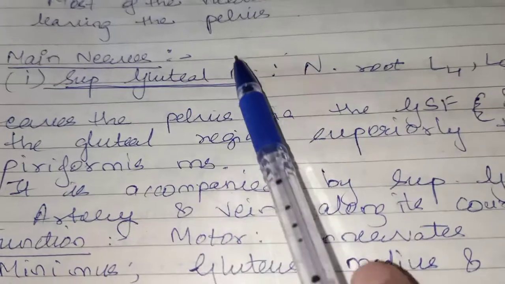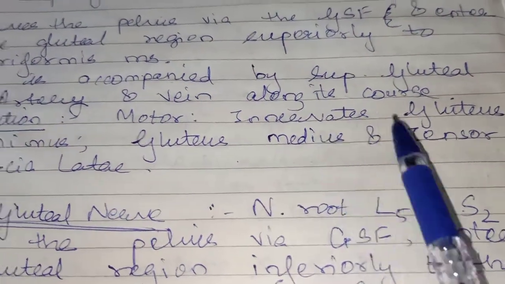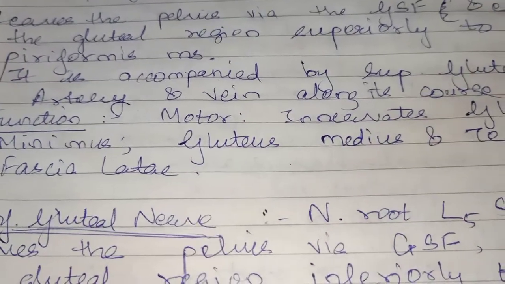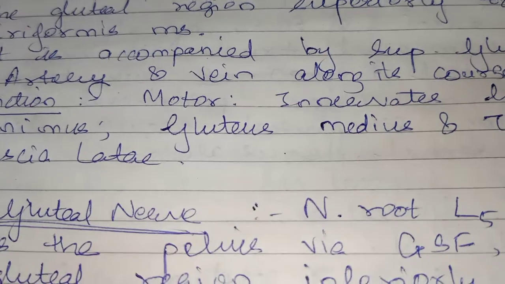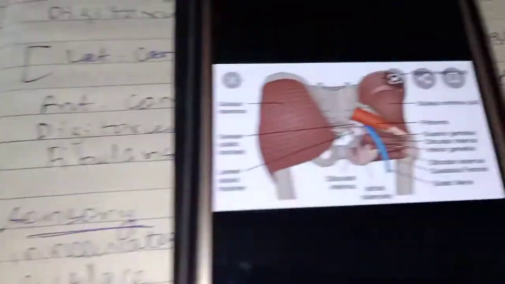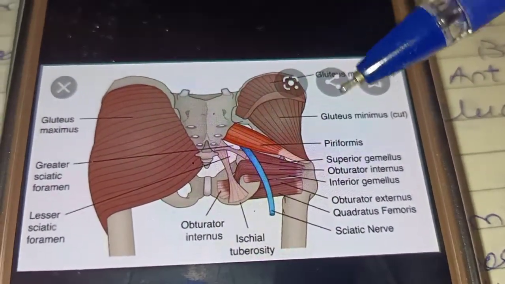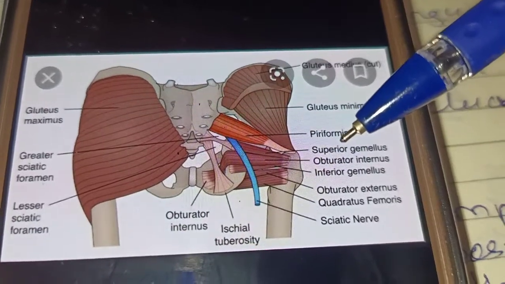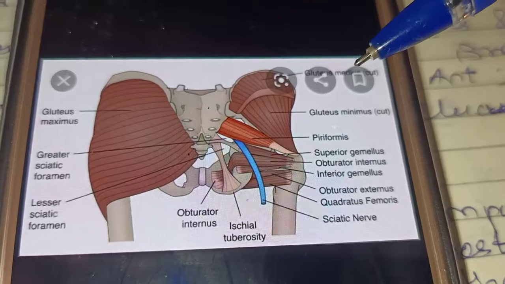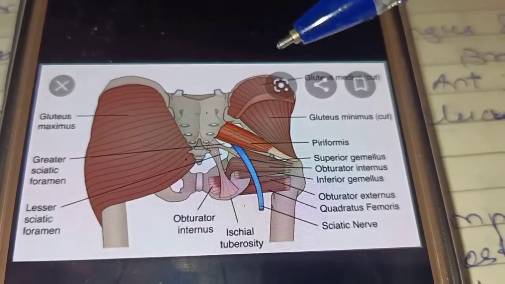Function. What is the function of the superior gluteal nerve? Motor function, it innervates gluteus minimus, gluteus medius and tensor fascia lata. So these muscles are innervated by this nerve. You can see here, these are the muscles which are innervated by the superior gluteal nerve. Which are the muscles? Gluteus minimus and gluteus medius, in the gluteal area.